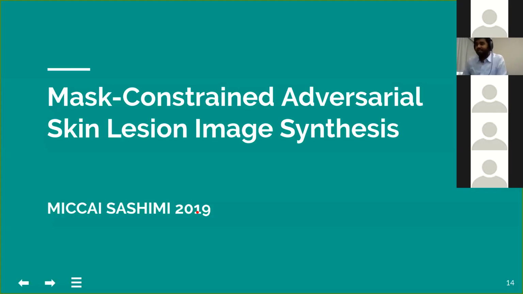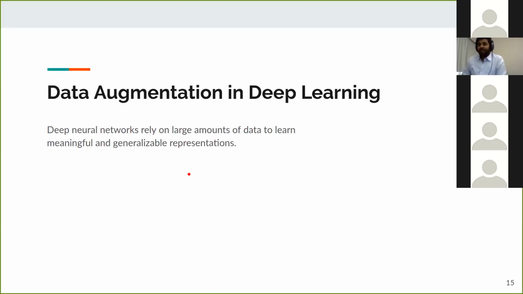Our first contribution is mask-constrained adversarial skin lesion image synthesis. This was published in MICCAI SASHIMI last year. Here we look at the problem of data augmentation and deep learning. It is fairly well known that deep neural networks rely on large amounts of data to yield acceptable results.